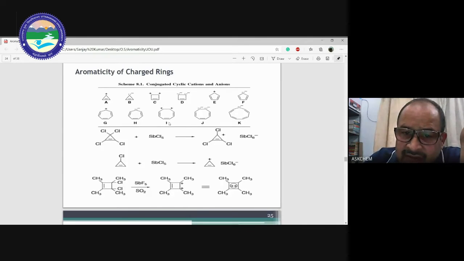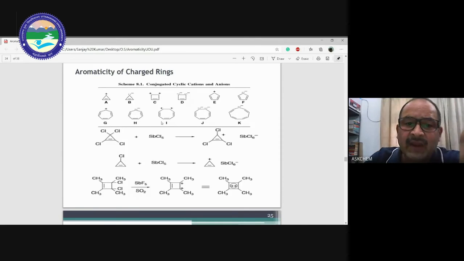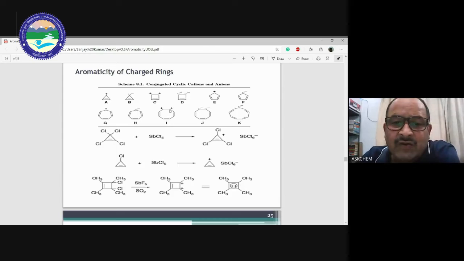So this is I, that is the cyclooctatriene dication. So it becomes a 6 pi electron system, and dipositive, so it is aromatic. Now this is a dianion, 6, 4, 10. It's a Huckel number. It's further aromatic. This is 8, 2, 10. It's further aromatic.